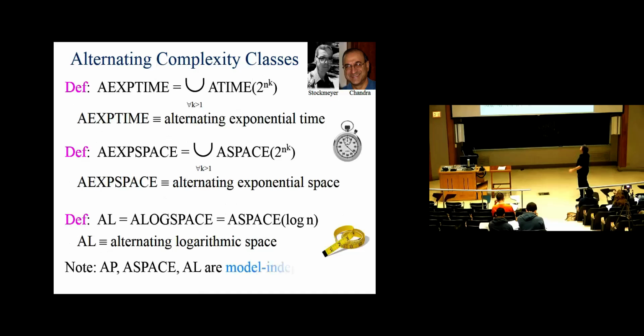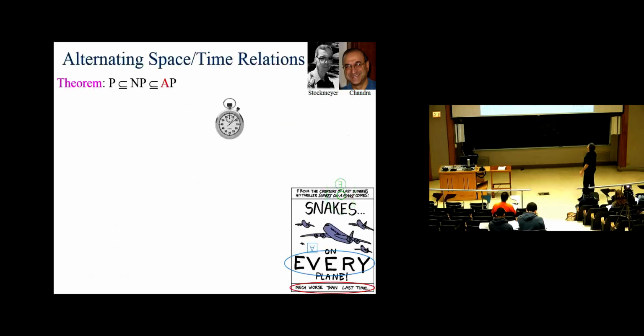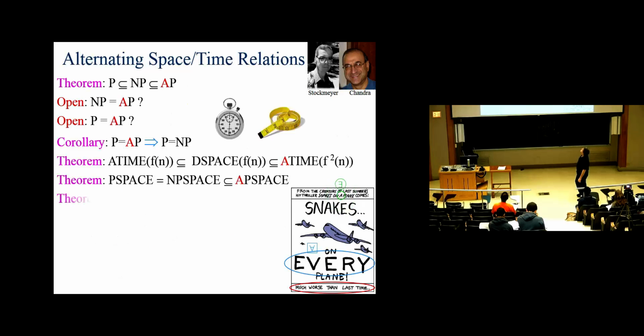Again, I'm breezing through this. You can define complexity classes just like deterministic time and deterministic space. You can define alternating time and alternating space now. And those are different from the deterministic and non-deterministic counterparts. And there's a whole bunch of relationships between them, and existence theorems and non-existence theorems and open problems.